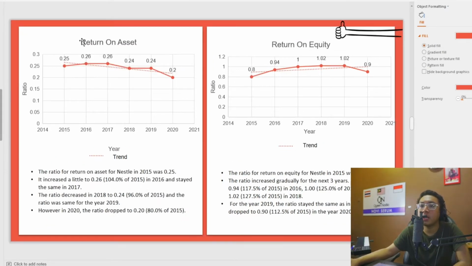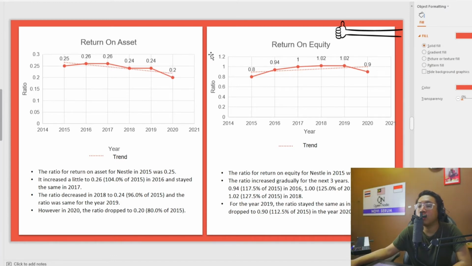Okay, for the return on asset, in the first year it had 0.25 and then it increased to 0.26. After that, it is stable for another year, and then it decreased to 0.24, and it's stable for another year at 0.24, and then it decreased to 0.20.